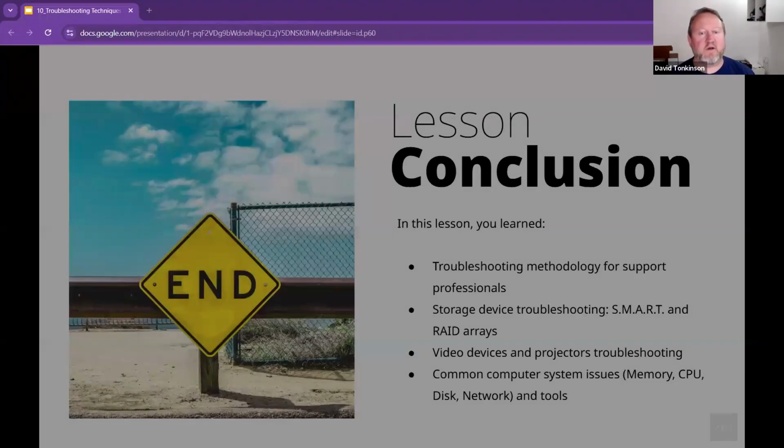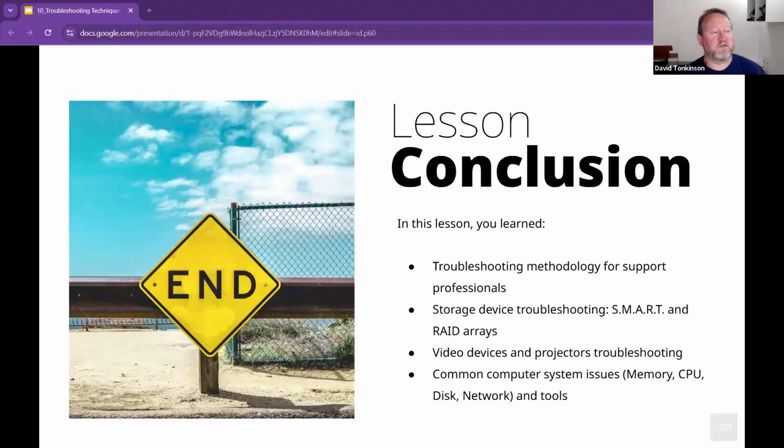Okay, so it kind of brings us to a conclusion. We've talked about troubleshooting. We've given you a methodology in terms of how you look at all troubleshooting. As I say, this applies to computers, it applies to tech, it applies to homework, it applies to everything you basically have problems with. We've spoken about smart arrays and how good they are for RAID and the types of flags that they will basically give you.